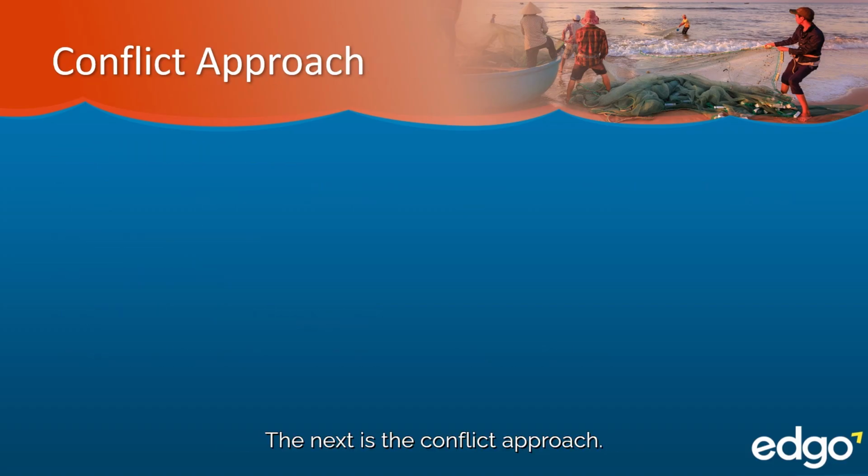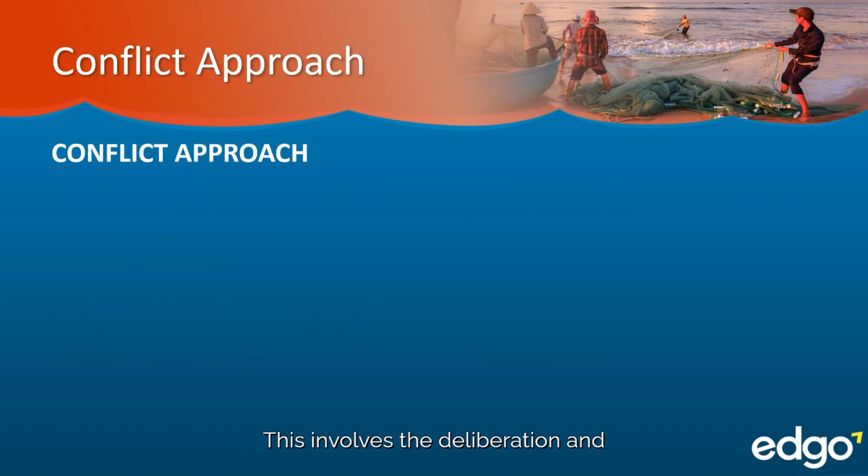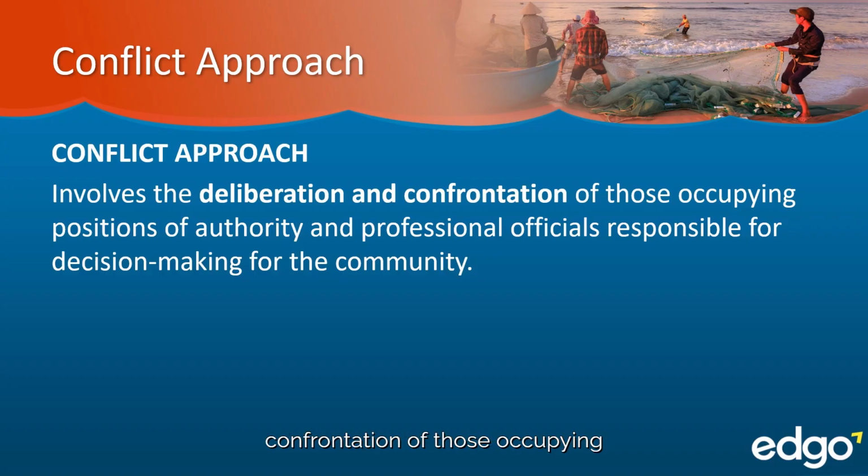The next is the conflict approach. This involves the deliberation and confrontation of those occupying positions of authority and professional officials who are responsible for decision-making for the community. The word conflict here does not necessarily mean violence. It can involve questioning, challenging, debating, negotiating, or demanding accountability from those who have authority. The key idea is that community concerns may sometimes require communities to engage directly with those who make decisions.